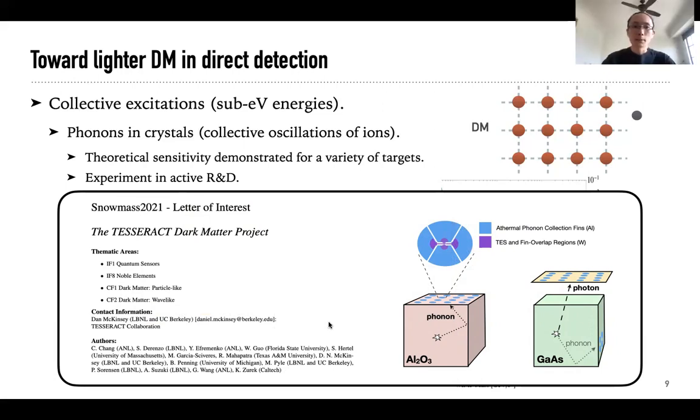On the experimental side, there was also some very exciting news. The TESSERACT dark matter project, which is based in Berkeley, is ongoing, and they're using a sapphire (Al2O3) target and a gallium arsenide target, and they're designing ultra low threshold transition edge sensors, or TESs, to read out the phonons. They're aiming for single phonon detection in the near future, which seems quite promising for this type of dark matter detection experiment.